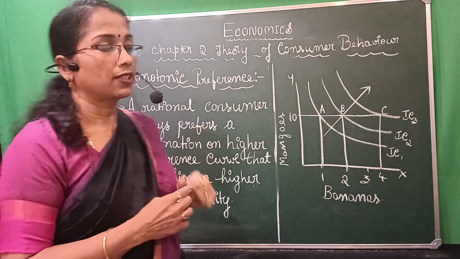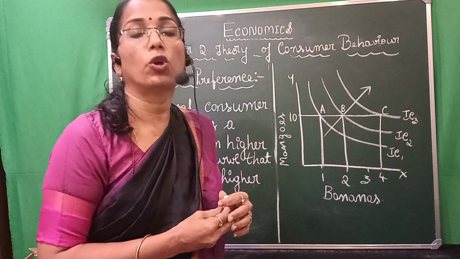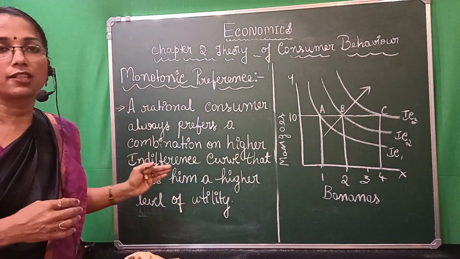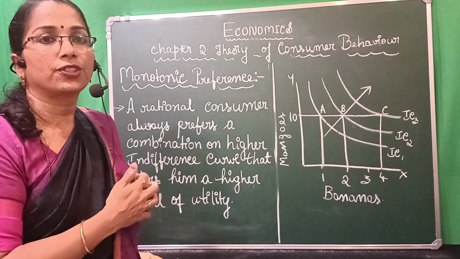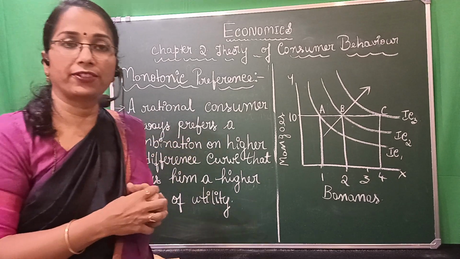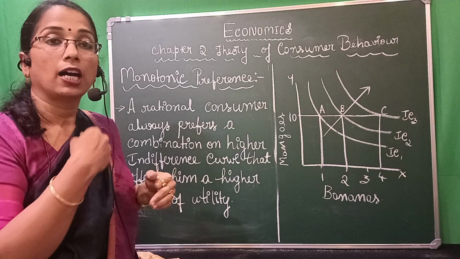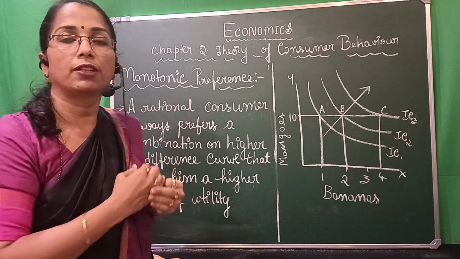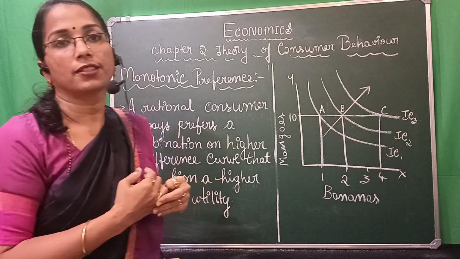So this question is asked for 1 mark. What is monotonic preference? Your answer should be like this: a rational consumer always prefers to be on the higher indifference curve because he wants to have the higher level of satisfaction which is given by the higher indifference curve.